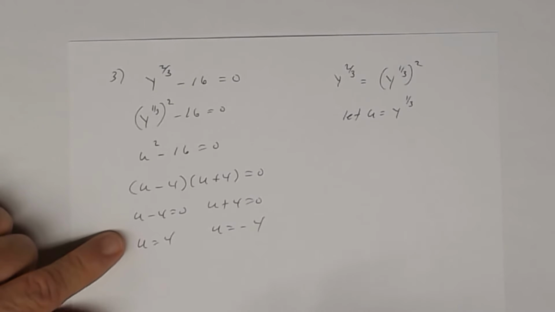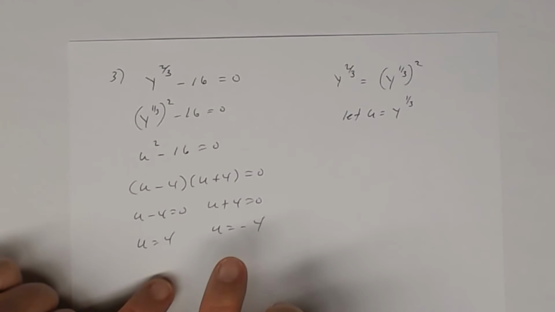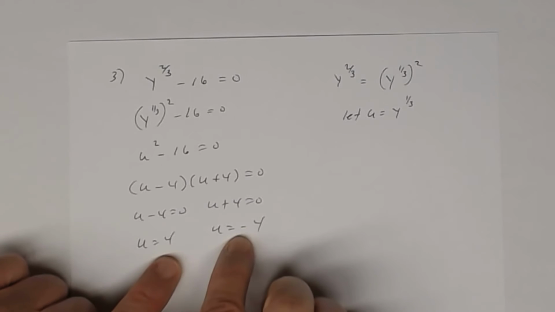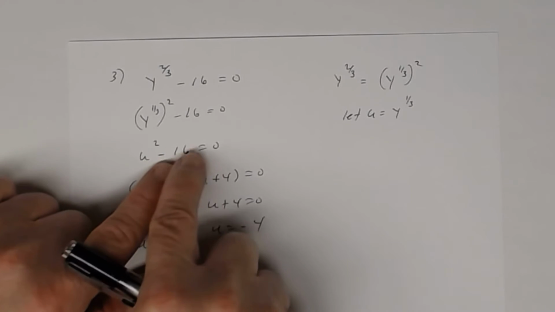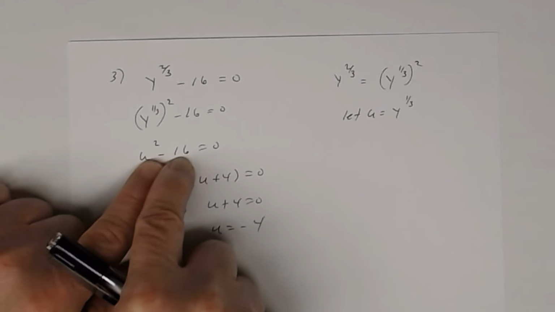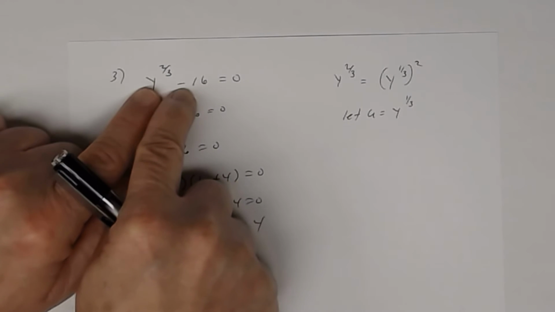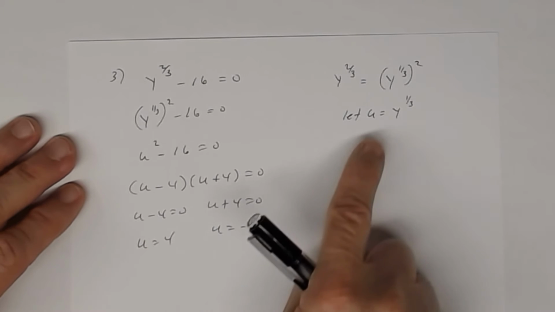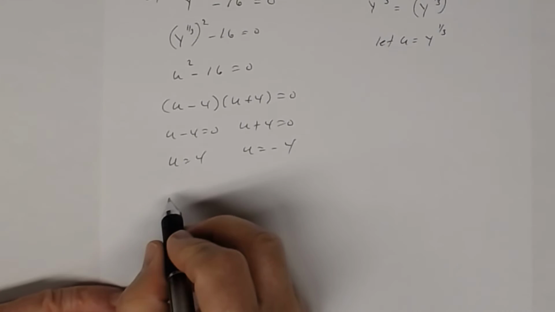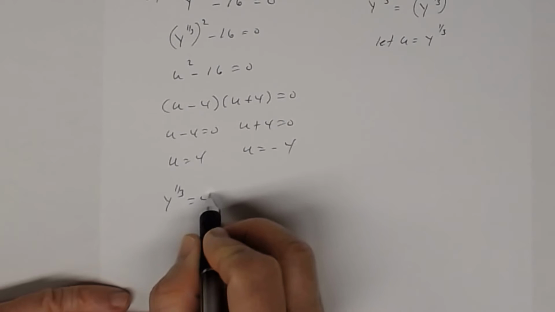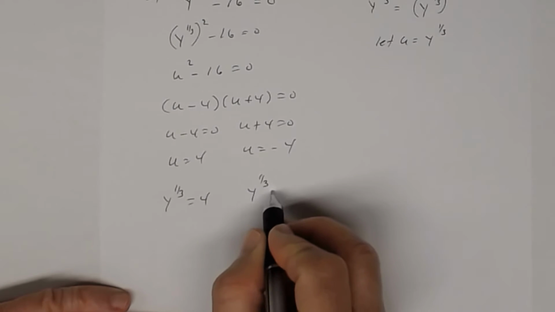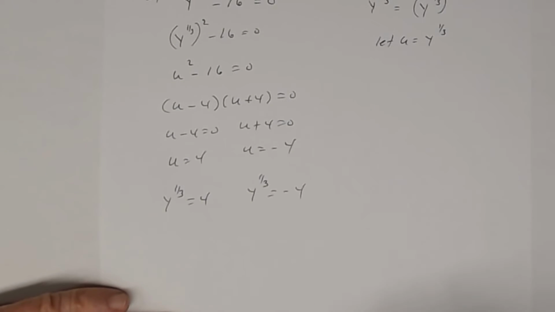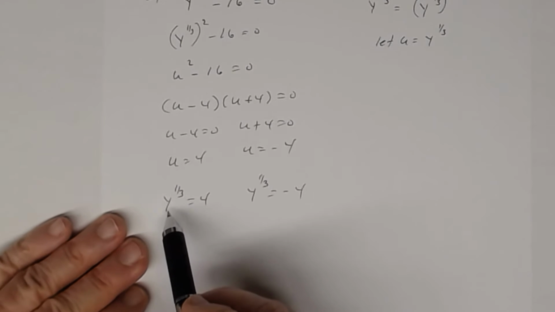But remember, be careful. As you go through the process, these right here are the solutions to this quadratic equation that had the variable u. My original equation had the variable y. So I've got to come back and resubstitute. So remember, u was y to the 1/3. So y to the 1/3 equals 4, and y to the 1/3 equals negative 4. And you remember you're solving for y, right? So I need to solve for y.